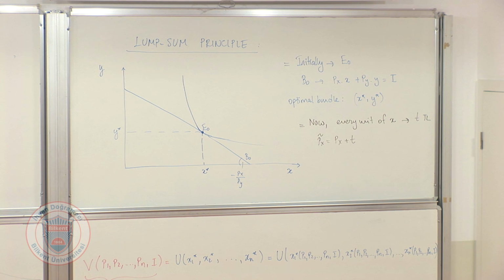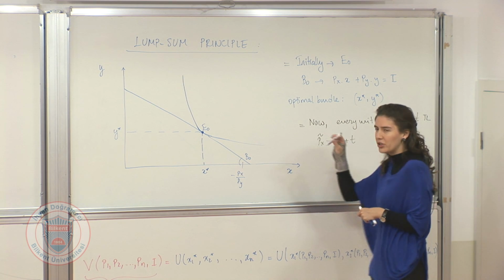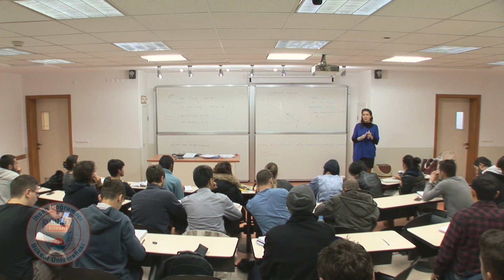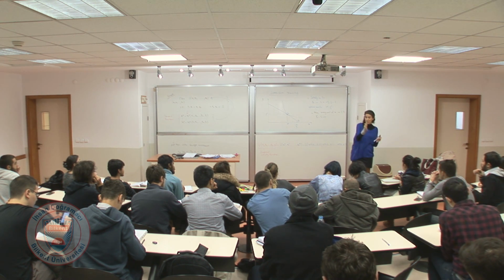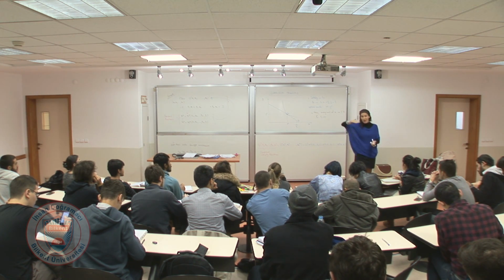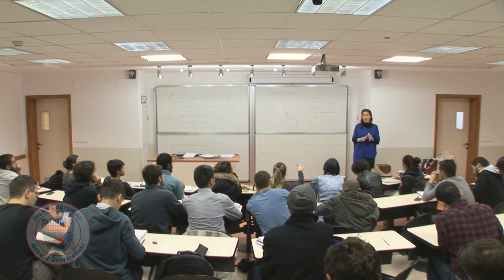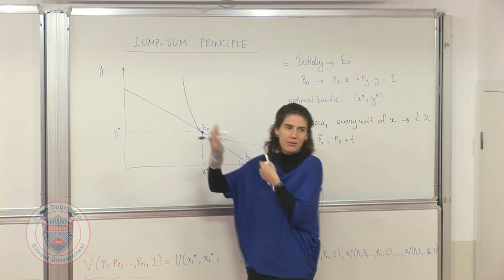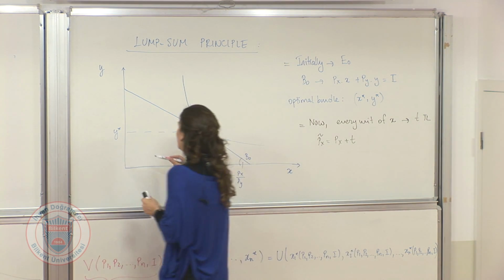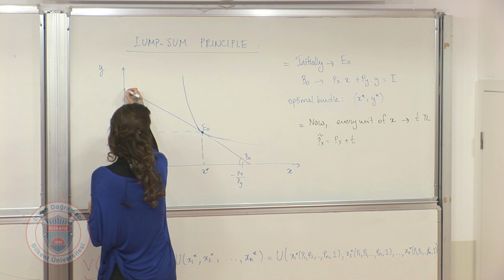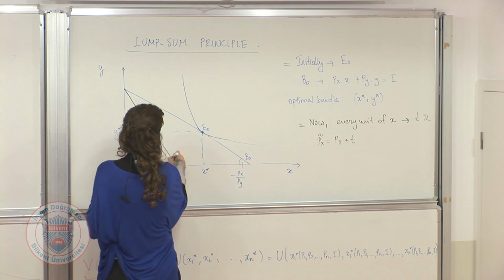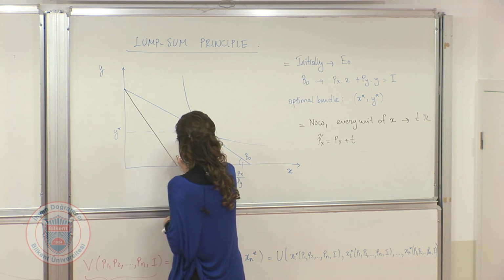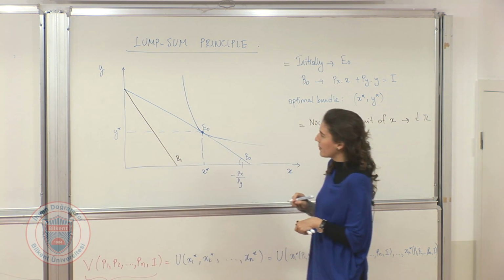Now, how would your budget line change? Is it going to shift parallel, or is it going to rotate? Is it going to rotate inwards, outwards? Because now it's more expensive, your budget set will be smaller. So let's actually do this. I'm going to call this budget line B1.